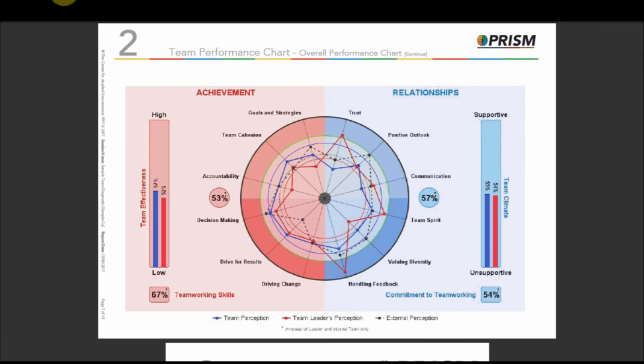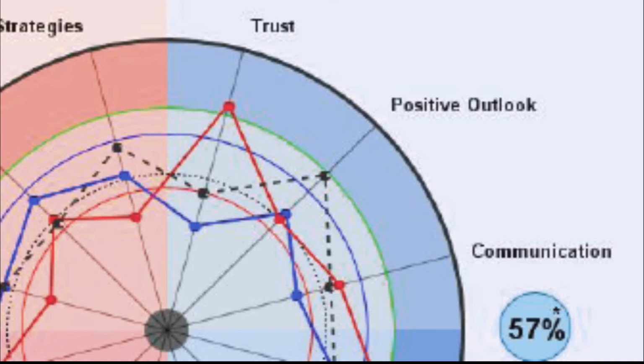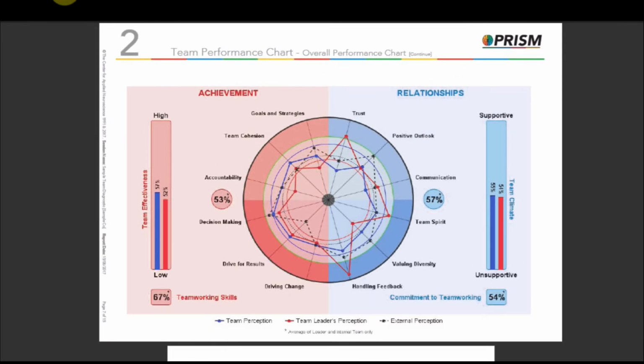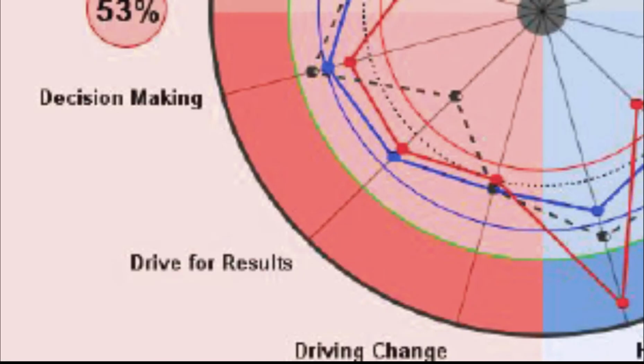Also, on relationships, the external observers believe the team has a positive outlook and values diversity, however the scores from the team and manager are not as high. On the achievement side, the manager and team's perception of driving for results is much higher than the external observers.